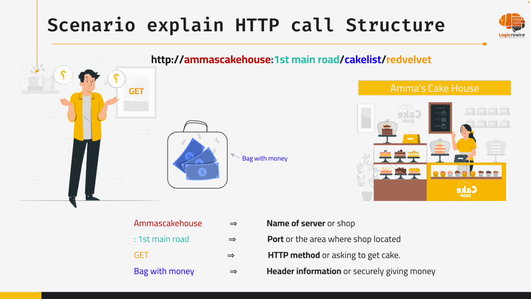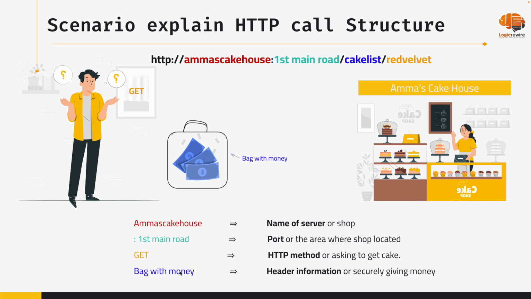So either you can ask something from the server, or you can get something from the server, or you can update, or you can delete. So these four operations we are going to check. Among the four operations, this guy is asking get. Okay, so it's a get operation. He wanted something from the cake house. And now the bag with money, you can see here.